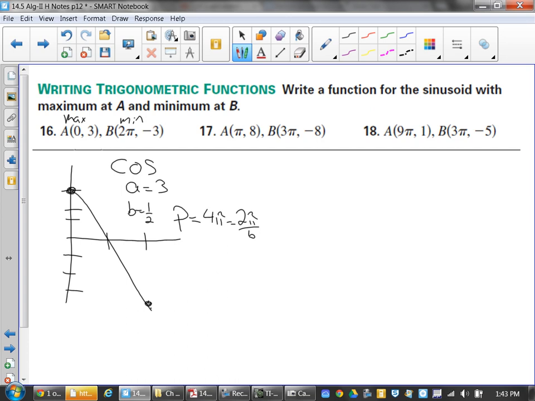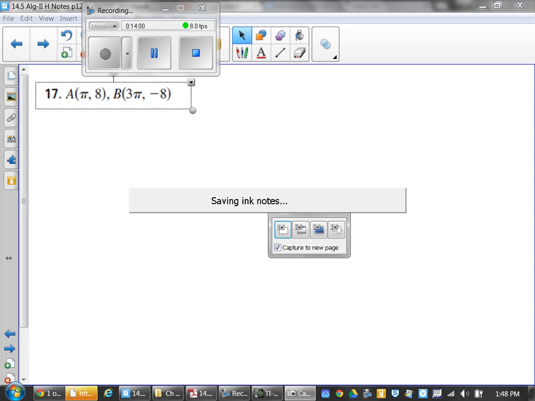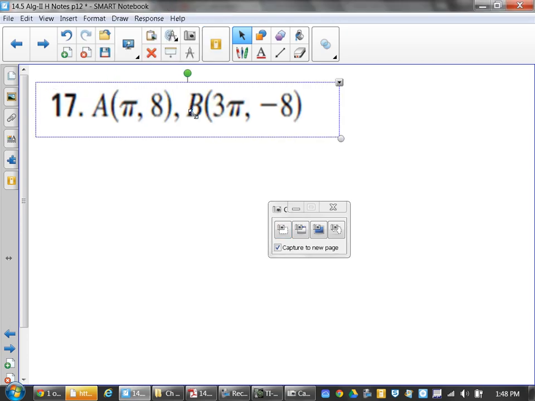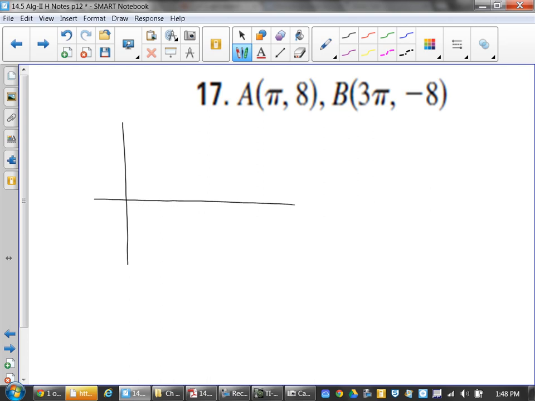I found out throughout the day today that most people like it when they're just given the ordered pairs. On the first one here, do the y coordinates have the same absolute value? Yes. Is there a vertical shift then? No. So we go ahead and plot to get a rough idea of what it looks like. Pi, 3 pi, it goes to 8, down to -8.